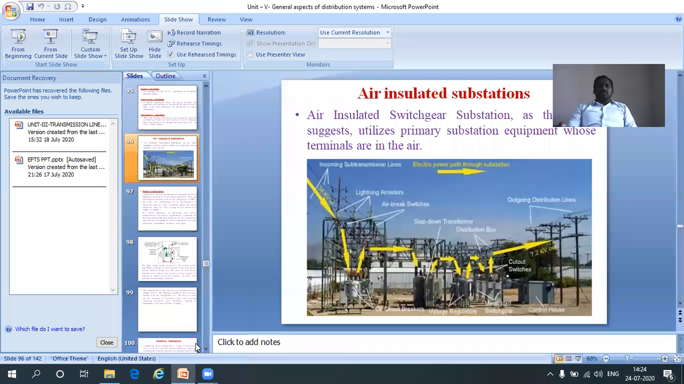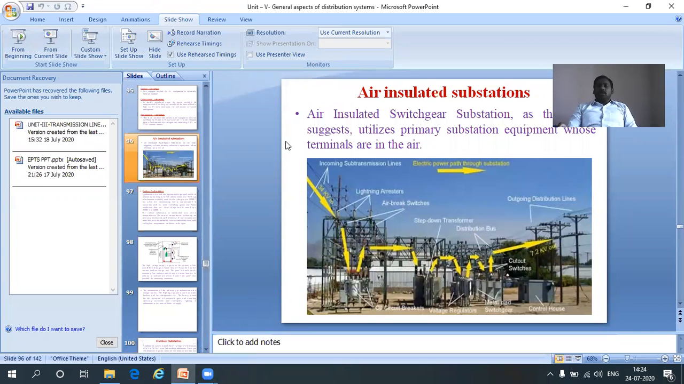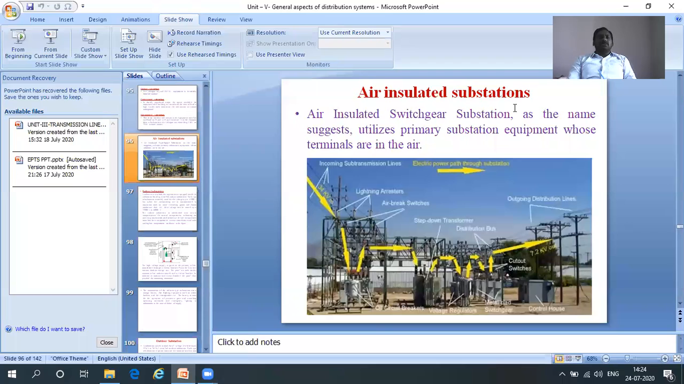So our next concept is air insulated substations. What is meant by an air insulated substation here? Air insulated substation means those are the outdoor substations. Actually, not only outdoor substations belong here. If we provide air insulation between the equipment used in the substation, or we provide air space in between the equipment used in the substation, it is called an air insulated substation.